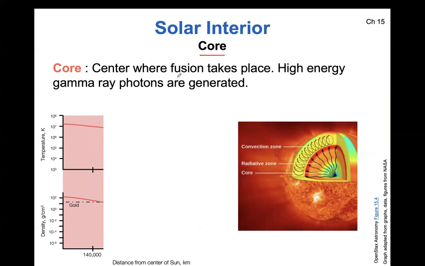All right, this is where fusion takes place. More on that later. High energy gamma ray photons are generated. So the reason this is mentioned is because we're going to be interested in the path of light from the core to the photosphere. And that's because we care about the mechanisms, as well as, of course, the fact that the light is really part and parcel with the energy. It's the very nature of the sun.